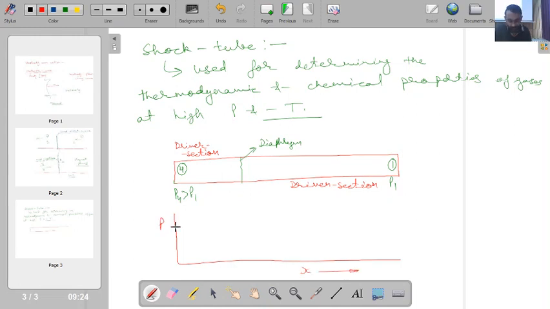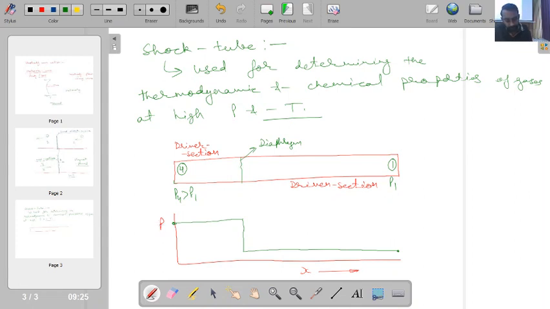And typically my initial pressure profile is, if I have to plot pressure as a function of length of this shock tube, in this region my pressure is P4, up to this point. Then here I have a sudden decrease of pressure, and on the other side of the compartment I have pressure equal to P1. So this is my initial pressure profile of this particular shock tube.